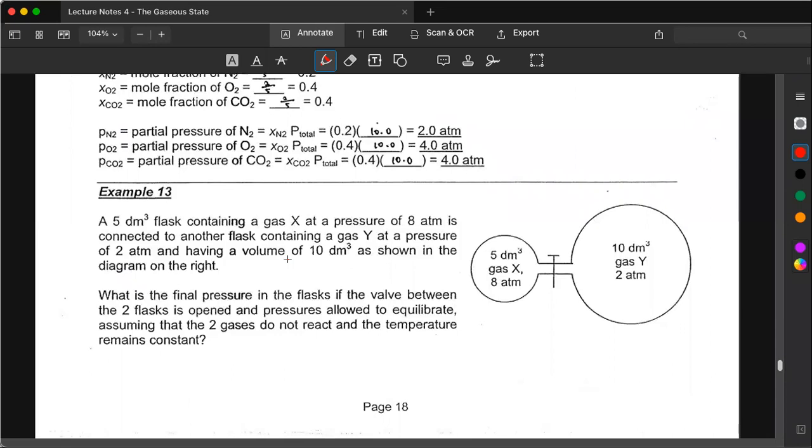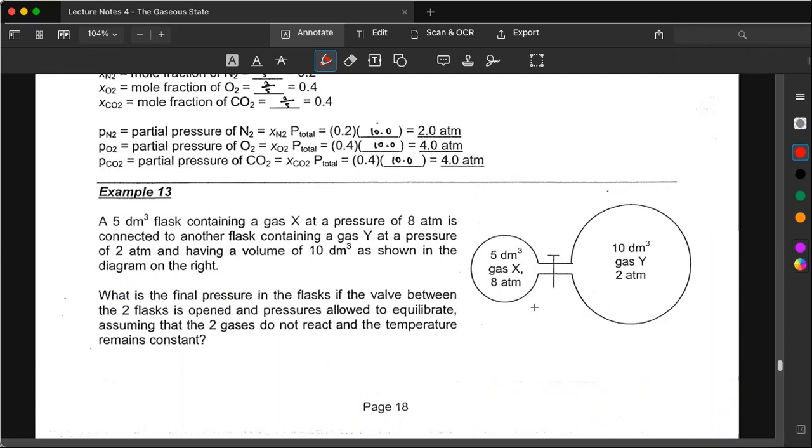Another example, okay, you have a 5 dm³ flask containing gas X at a pressure of 8 atm, connected to another flask containing gas Y at a pressure of 2 atm, having a volume of 10 dm³, as shown in the diagram on the right. So what is the final pressure in the flask if the valve opens and pressure is allowed to equilibrate? Assuming that these two gases do not react and the temperature was constant.